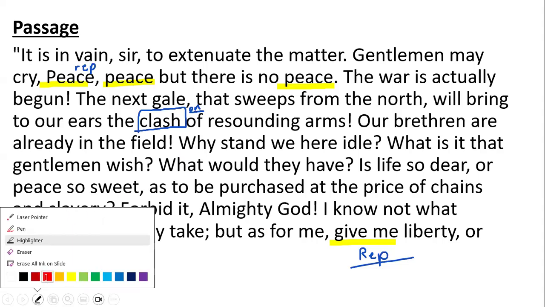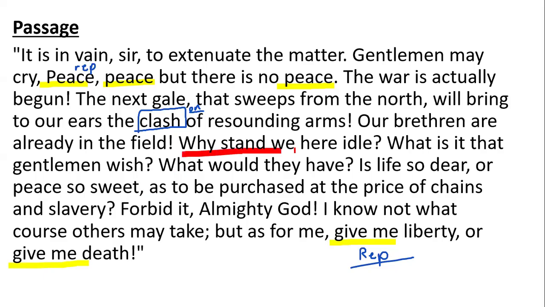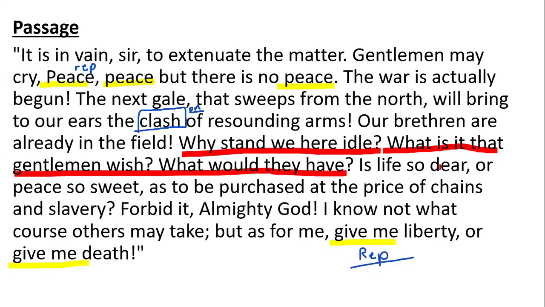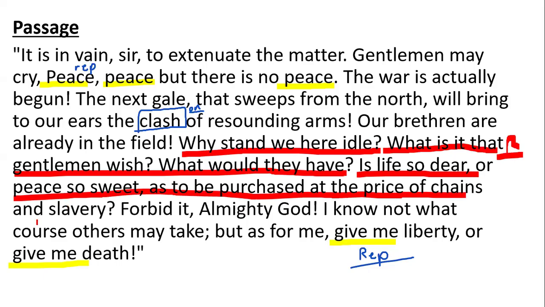And there's the next one: what is it that gentlemen wish? And then there's what would they have? So that's like three. Very good. Is life so dear or peace so sweet as to be purchased at the price of chains and slavery? That would also be a rhetorical question. It is a rhetorical question.